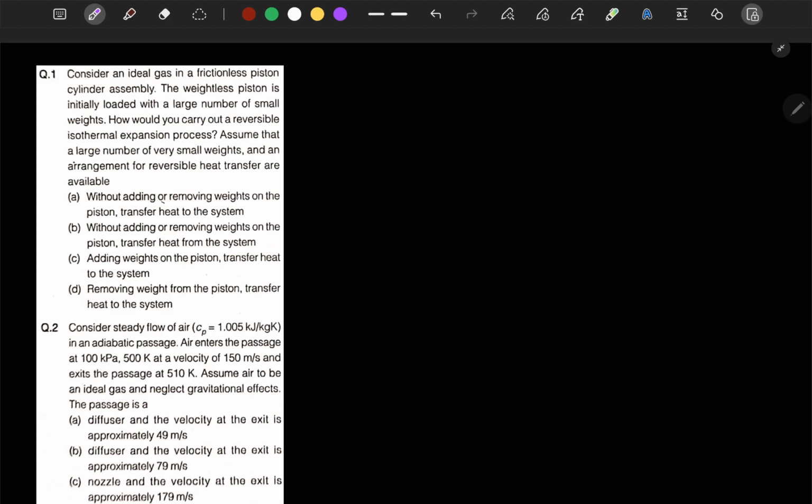Now we will discuss question number 1 of the first law of thermodynamics. Consider an ideal gas in a frictionless piston cylinder assembly. The weightless piston is initially loaded with a large number of small weights. How would you carry out the reversible isothermal expansion process? The reversible isothermal process is also known as quasi-static. For isothermal it should be quasi-static, and for reversible also, quasi-static.